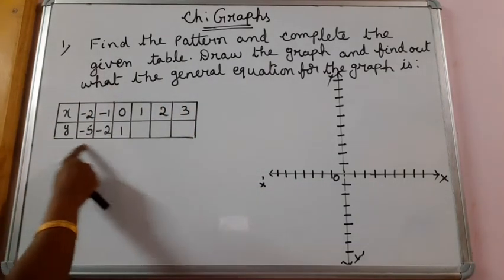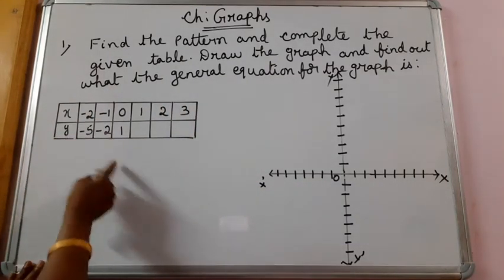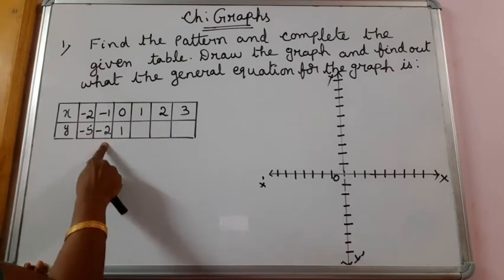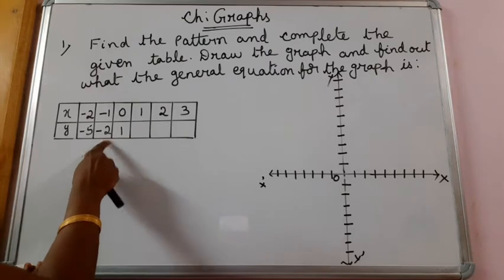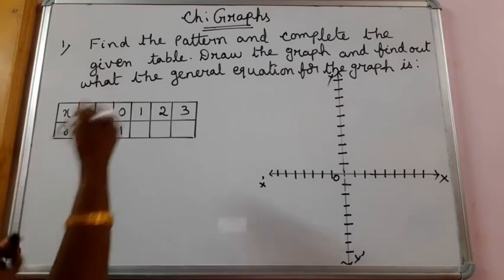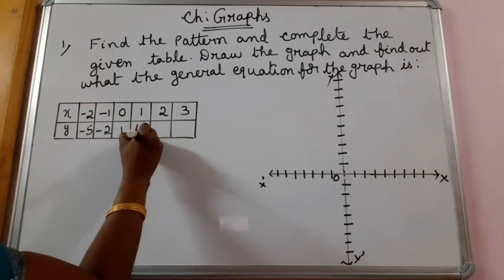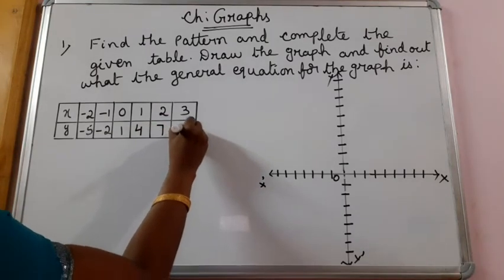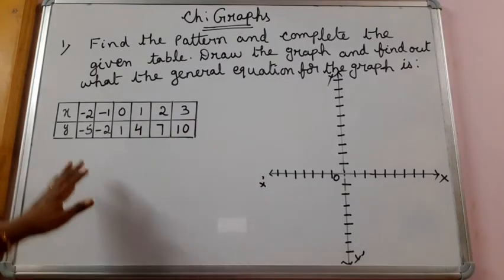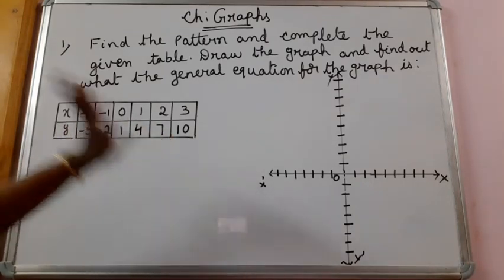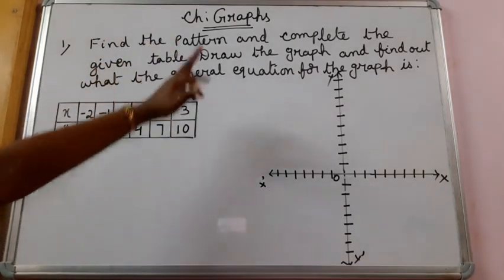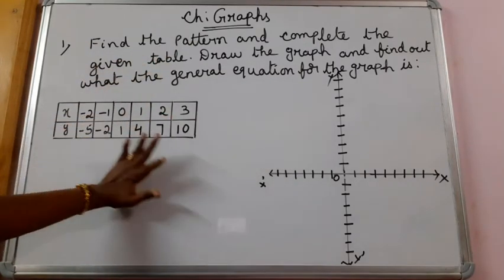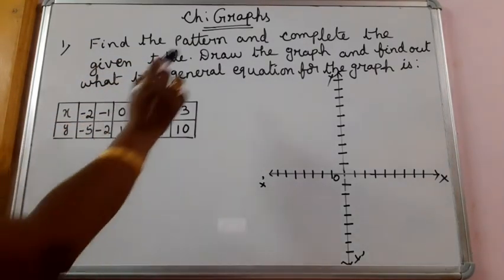Now let us see the relationship, meaning the y coordinate. -5 plus 3 gives you -2. -2 plus 3 gives you 1. So 1 plus 3 will be 4. 4 plus 3 is 7. 7 plus 3 is 10. Okay, so we have completed the pattern and completed the given table. That we have done. Now draw the graph.